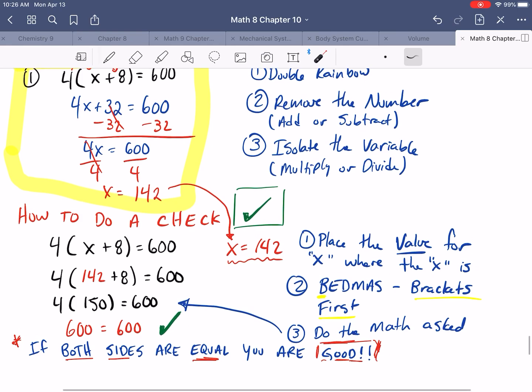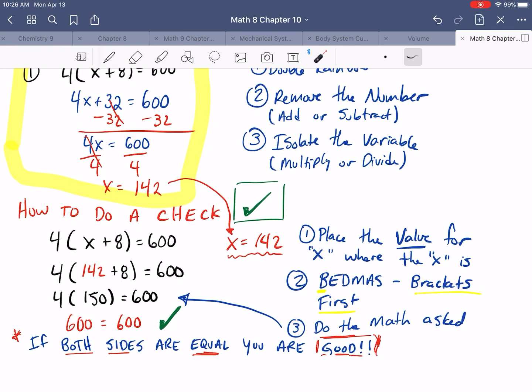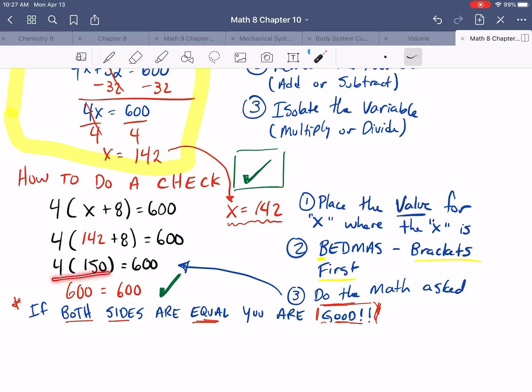Well, now I need to do double rainbow, but I actually don't need to do that. I just need to go 142 plus 8, because, sorry, BEDMAS happens first. Brackets happen first. So 142 plus 8 is inside of the brackets. It's got to happen first, and that is 150. And then I go 4 times 150, and that equals 600. So since 4 times 150 is 600, and the answer equals 600, then this check is complete.